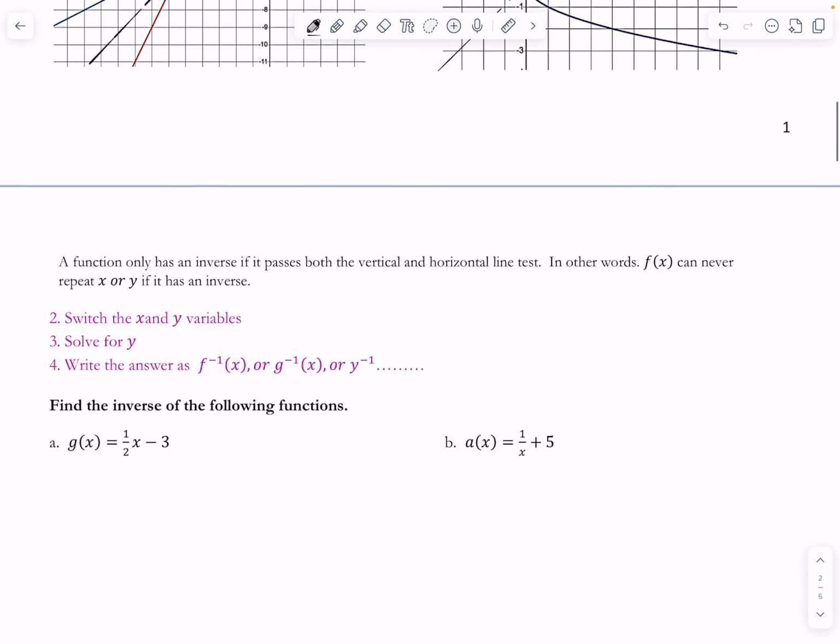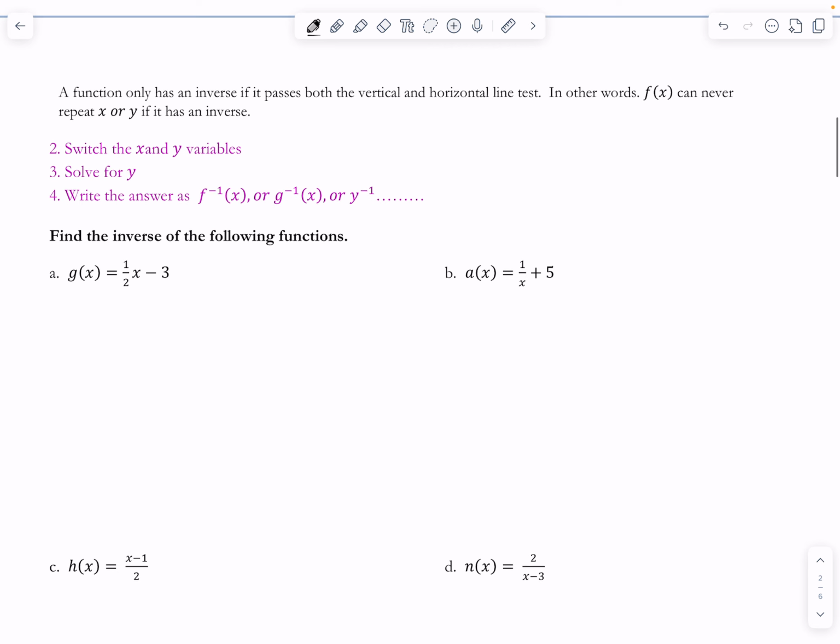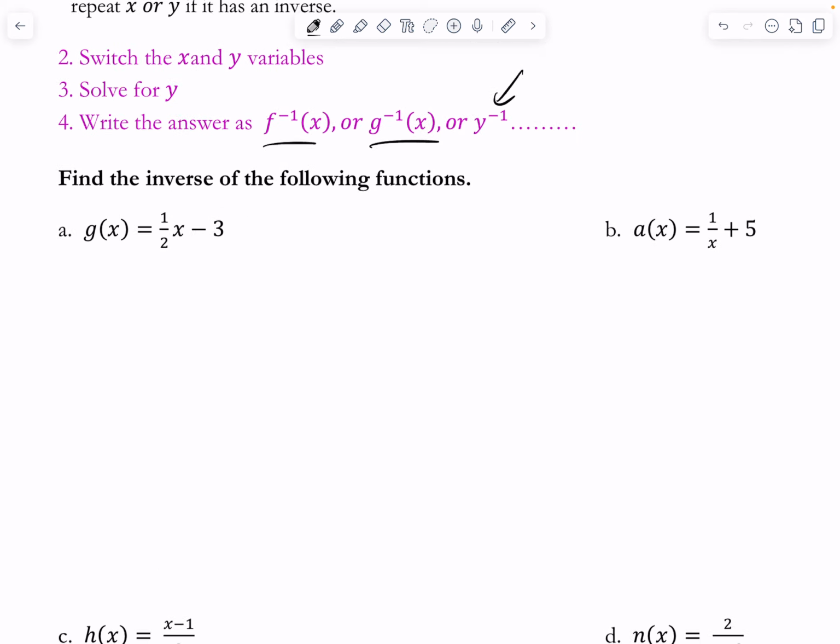Now I'm going to show you guys how we can find those inverses using algebra with these steps: switching the x and y variables, solving for the new y, and then depending upon what letter they use, or if it is a function or not, we'll be using the function notation ones, or we'll use this one here, y to the negative first power, which tells me that the inverse is actually not a function. Okay, so here we go. Let's try the first one.